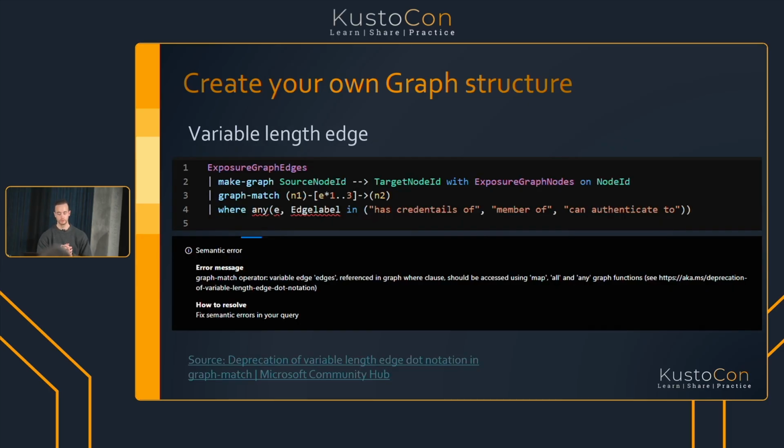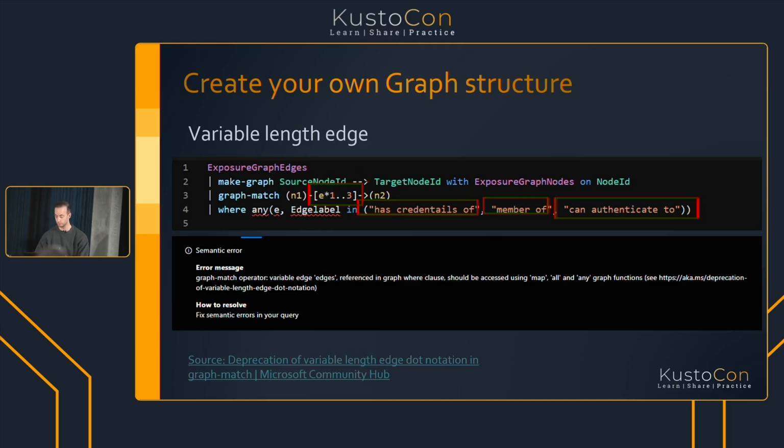But what if you don't know how many relationships there are between a source and a target? Something you can use is called a variable length edge. So what you see over here is that in our relationships, we currently cannot define how many relationships there are. So we say we only want 1 to 3 relationships between the source and the target. And the relationships I want to search for, in this case, are has credentials of, member of, and can authenticate to. Something to keep in mind is that if you use a variable edge, you cannot use a dot notation.